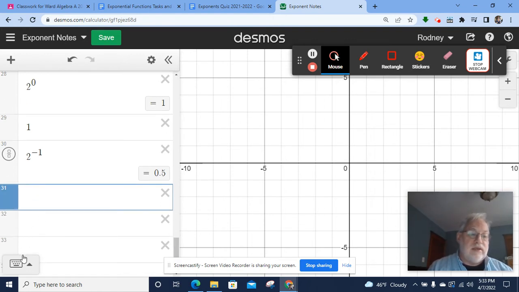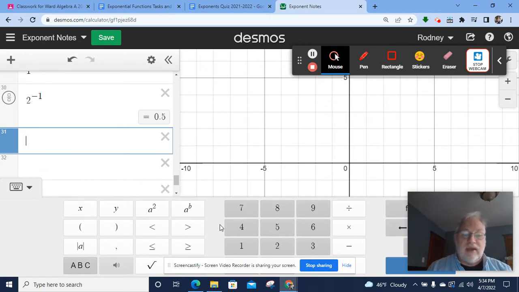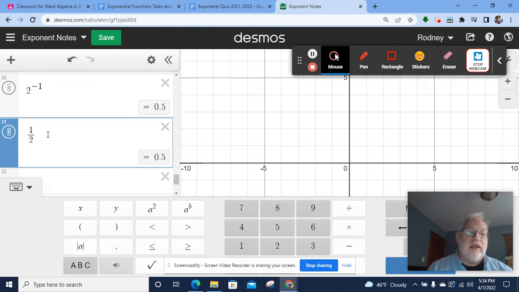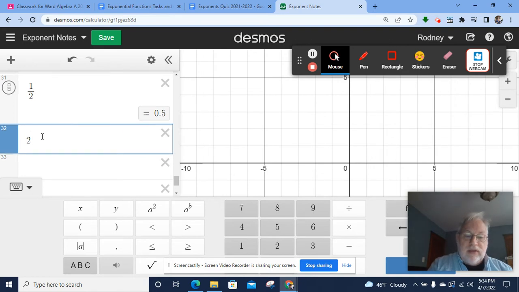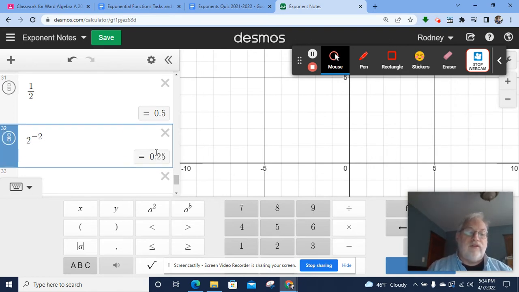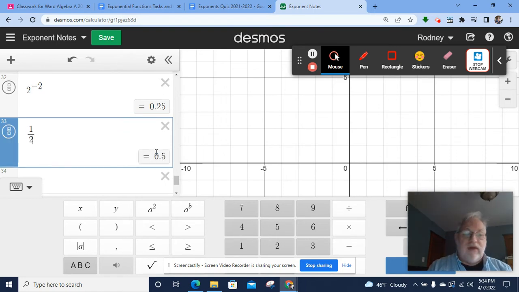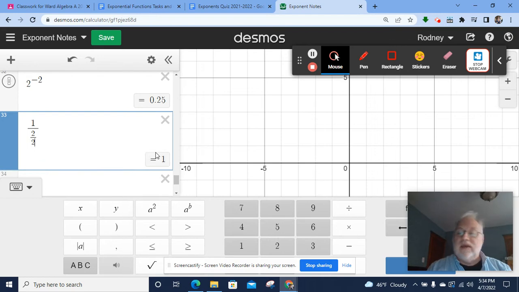I'm actually going to use the keyboard down here. I don't usually do that. 1 divided by 2. Notice it just turns it into a fraction anyway. So that is 2 to the negative 1 power. 2 to the negative 1 power takes the 2 and turns it upside down. How about 2 to the negative 2 power? Well, 2 to the negative 2 power gives us not 1 divided by 2, but 1 divided by 2 divided by 2 again. So instead of telling us how many factors we're using, it tells us how many times we're using 2 as a divisor.